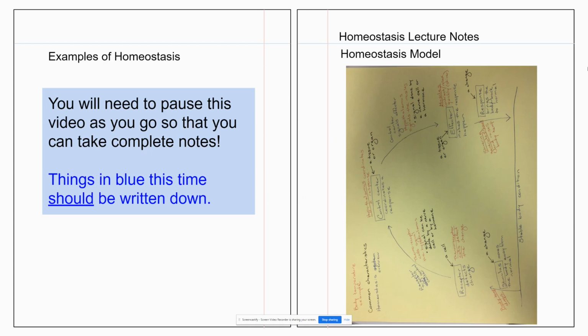We're going to be covering a really important state that our body constantly works to maintain. It's called homeostasis. In this lecture, we'll create a model to demonstrate the process of maintaining homeostasis.